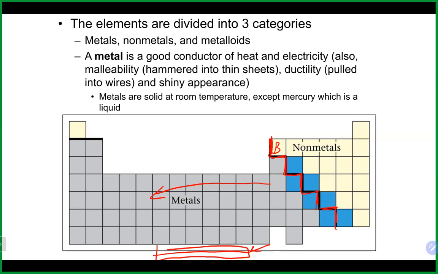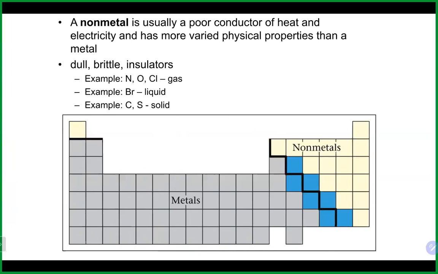They're also malleable. You could hammer them into sheets, you could pull them into wires. They typically have a shiny appearance. Pretty much all metals are solids at room temperature, except for mercury, which is number 80. And mercury is a liquid. On a lot of periodic tables, mercury is sometimes a different color, but pretty much all other metals will be a solid at room temperature.